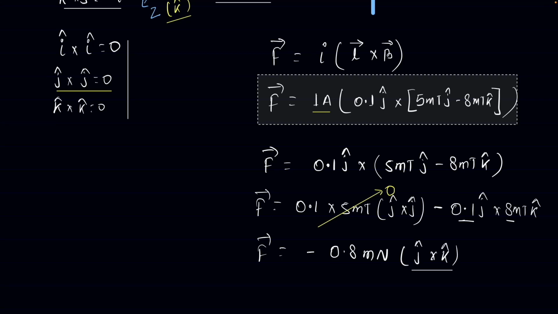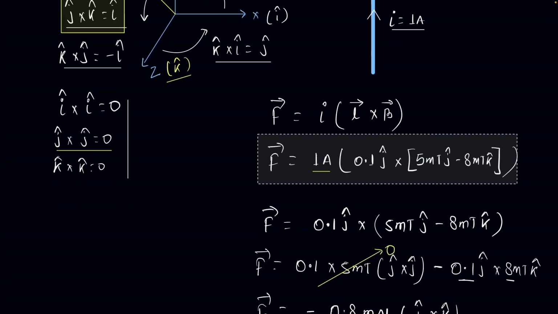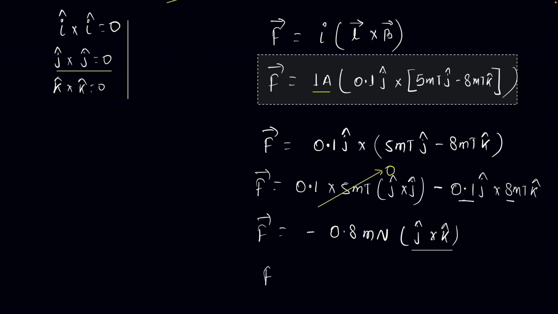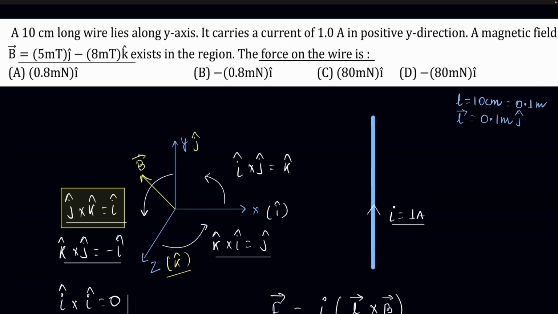here you see, j cross k is equal to i cap. So we can write this as F is equal to minus 0.8 mN i cap. So this is the answer to this question. If we see the options, option B is matching. So option B is the correct answer for this question.